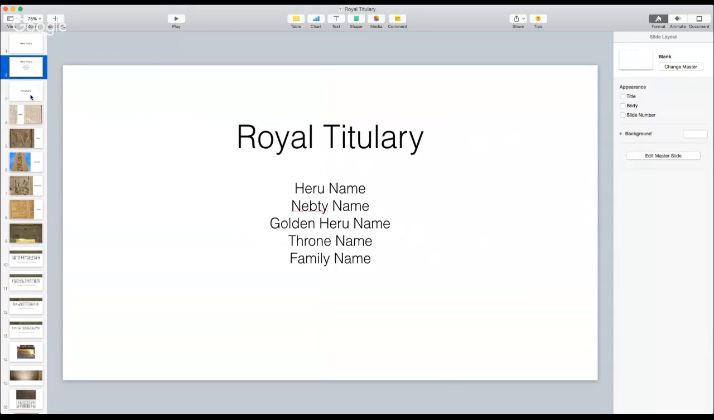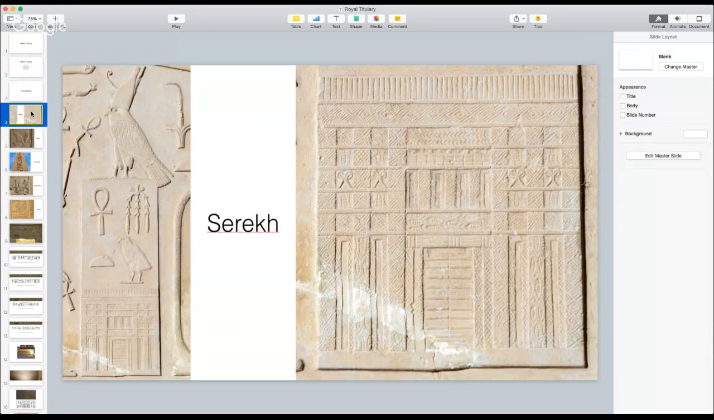All right, so let's start off with the Heru name, and it's going to show examples of names and how they looked when they were carved. So here is the first one, the Heru name, and this is called a Serekh. So on the left-hand side, hopefully everyone can see that well.